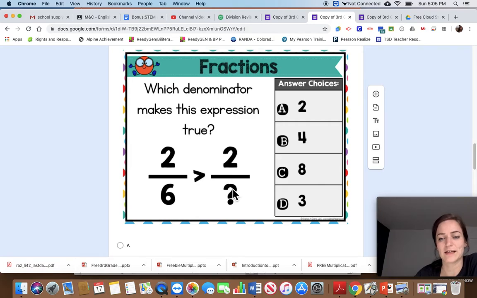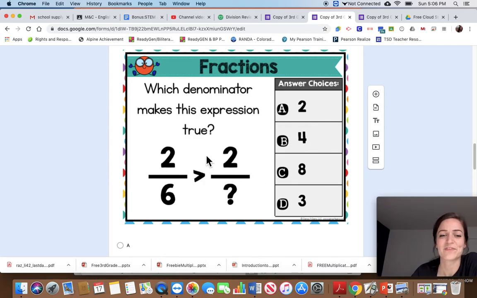Which denominator, remember, is the bottom part, makes this expression true? 2/6 is greater than, remember when we say greater than, that means it's bigger. The alligator wants to eat the bigger one. Is greater than 2 over what? So is 2/6 greater than 2 halves? Or as some of my kids would say, 2 tooths?